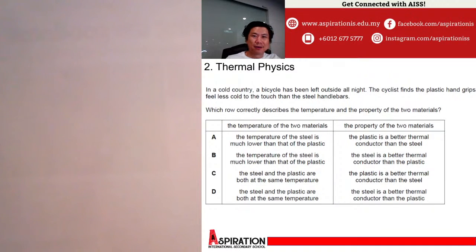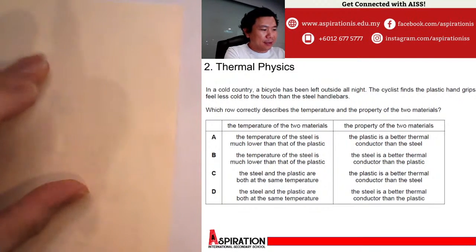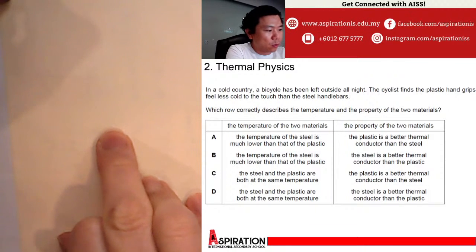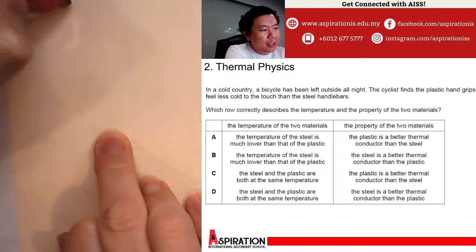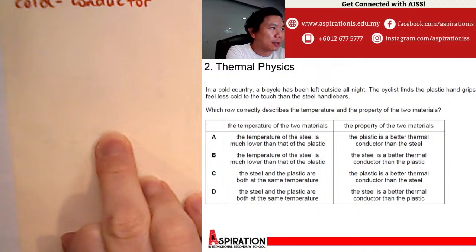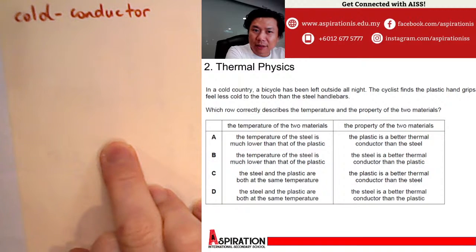Like I expected, all of you are not getting the right answer. No, it's not A, it's not B. Okay, so now I just want you to understand something here. Whenever an object feels cold, it is usually a conductor. Listen carefully. So whenever an object feels cold, it is usually a conductor.